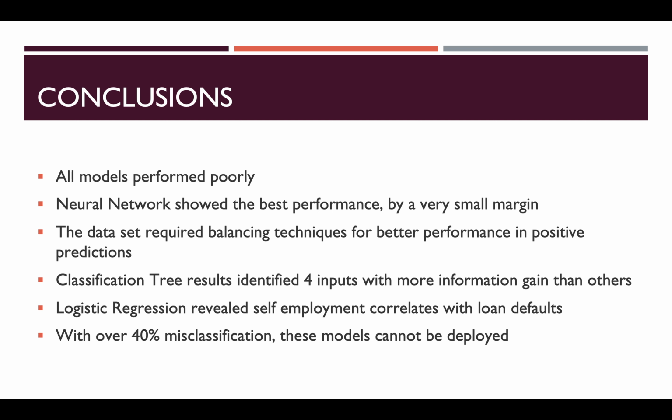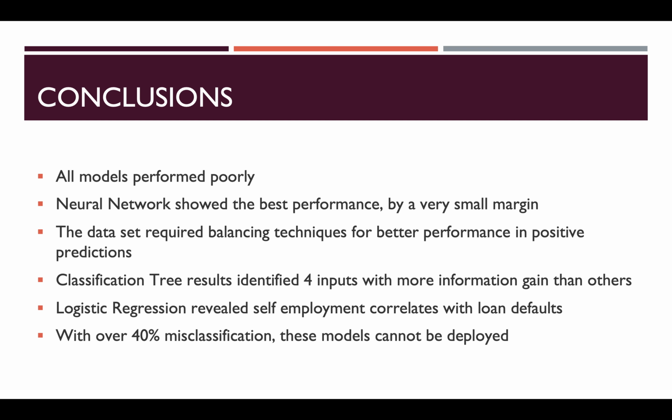In conclusion, all the models performed poorly by fit statistics, such as the R-squared value. Of the models, the neural network performed the best in all metrics, but the difference was negligible. Balancing the data set improved the model's ability to predict borrowers would default on their loan. The classification tree helped gain insight into the predictive power of some of the most influential inputs.